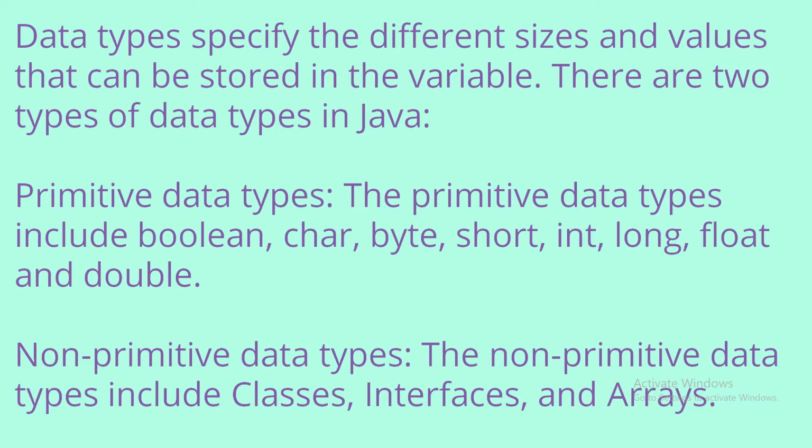There are two types of data types in Java. The first one is known as primitive and the second one is known as non-primitive. Usually, we say that primitive data types are system defined, whereas non-primitive data types are user defined data types.